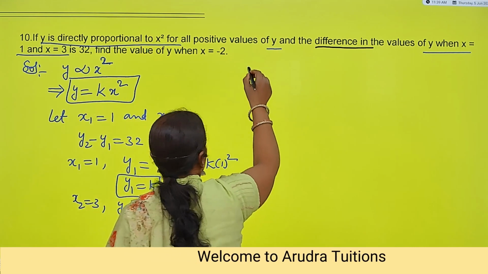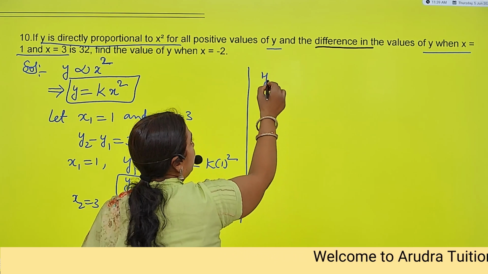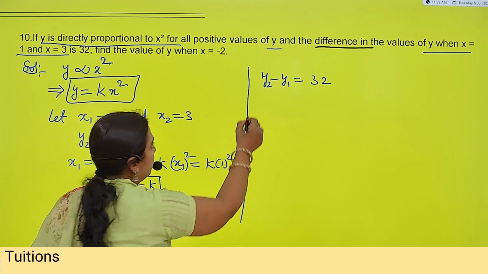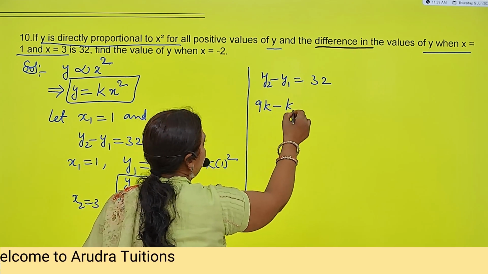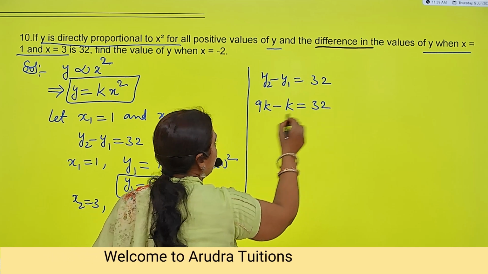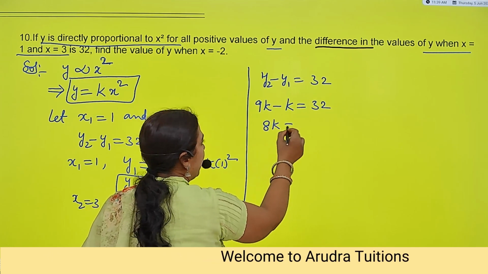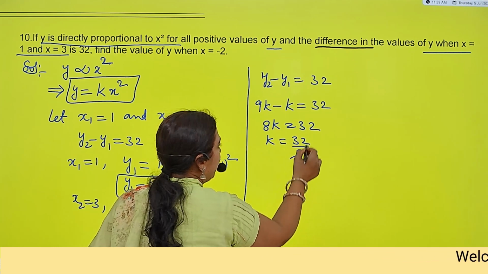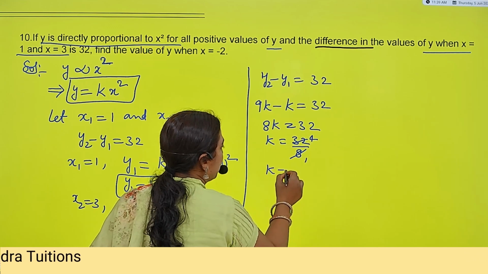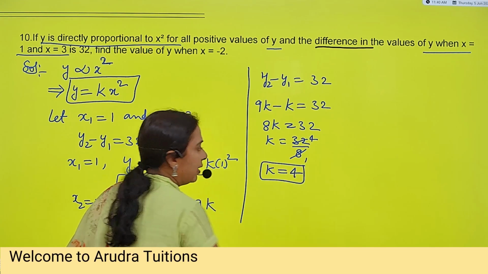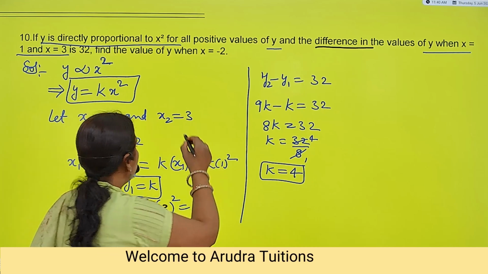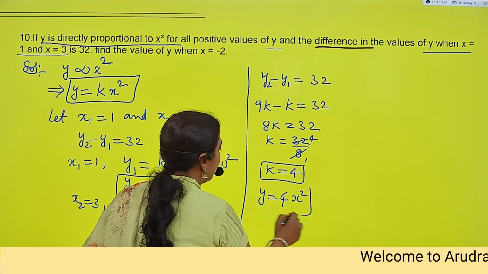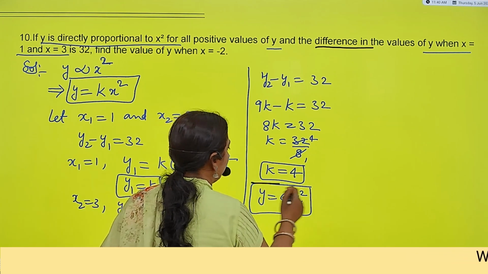They have given the difference. What is that? y2 minus y1 is equal to 32. What is the y2 value? 9k minus y1, which is 1k, equal to 32. 9 minus 1 is 8k equal to 32. k equal to 32 over 8. 8 fours are 32. Proportionality constant value is k equal to 4. Write in the relation: y equal to 4x square. This is the relation.